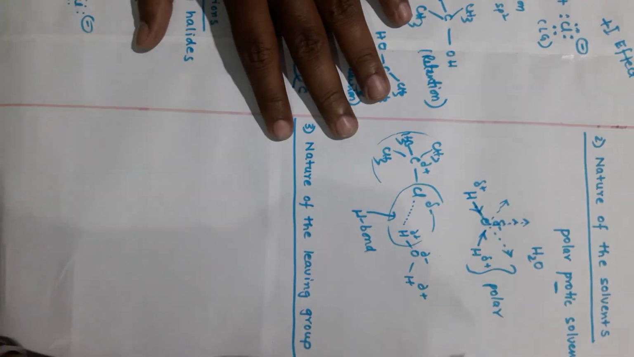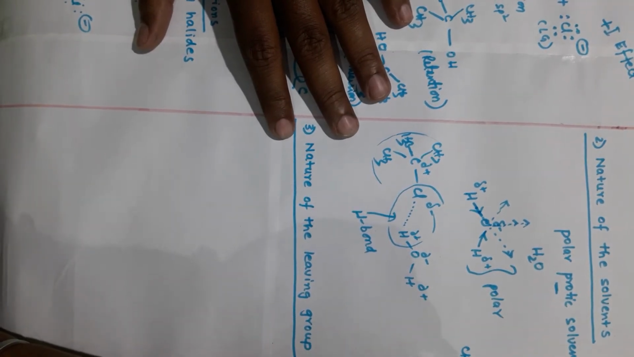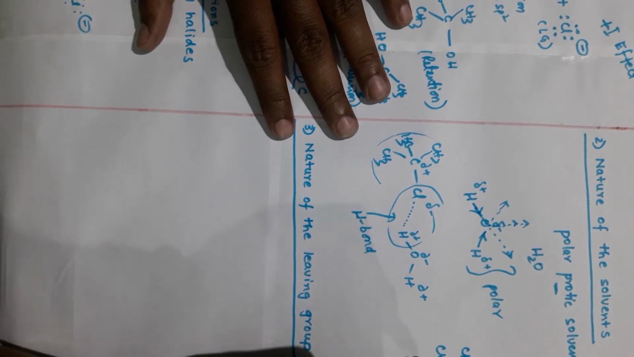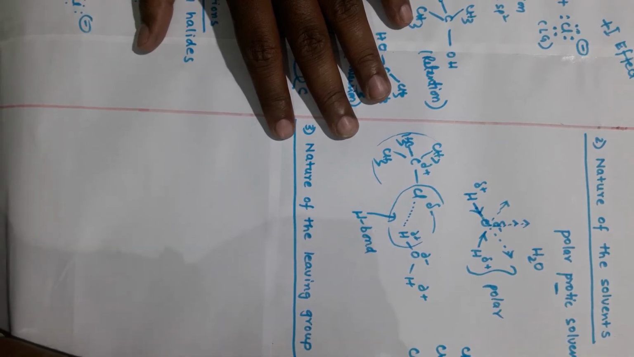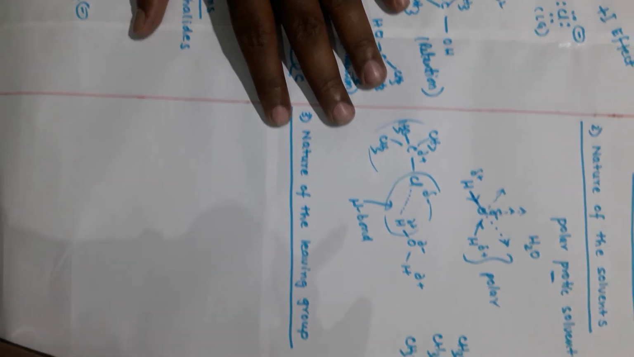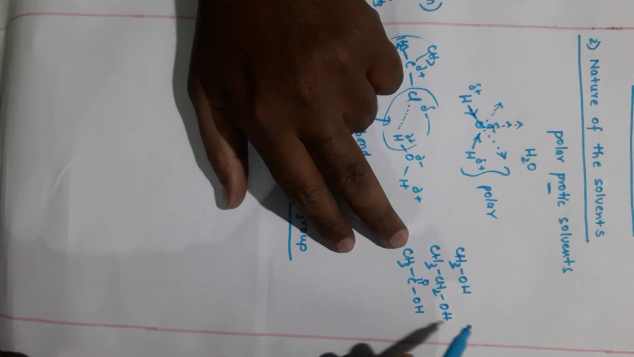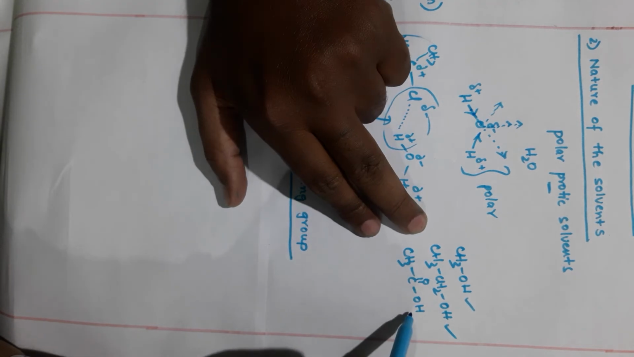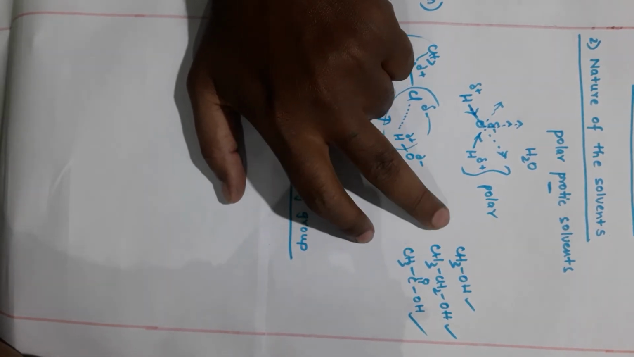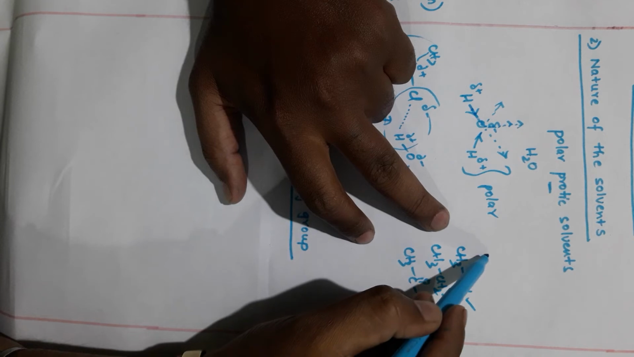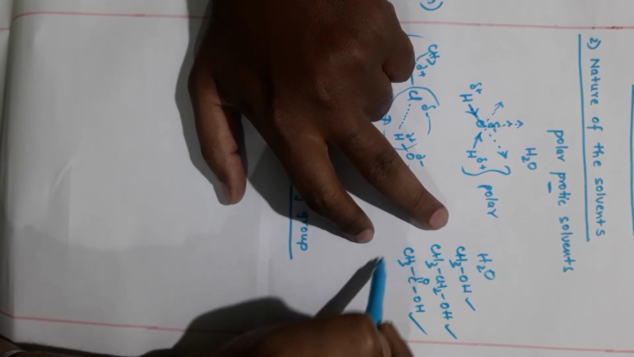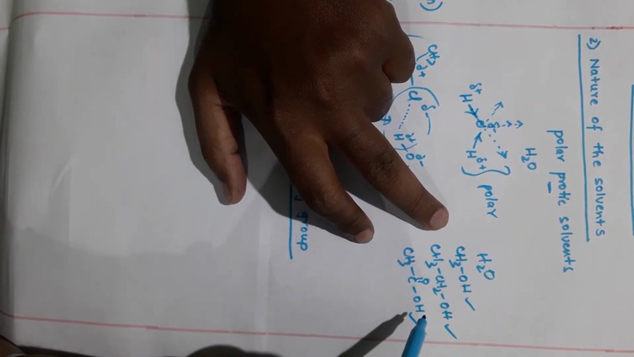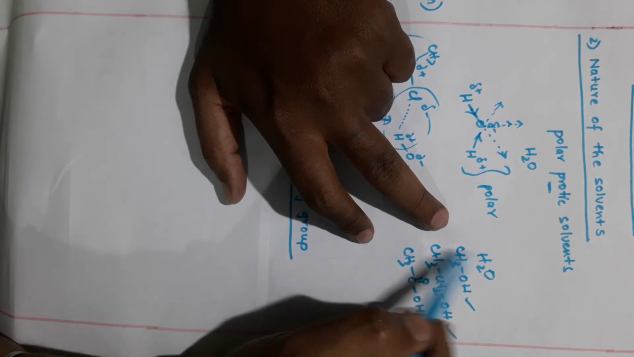So there are many examples, like CH3OH, methanol, ethanol, then you can take acetic acid. These are examples of polar protic solvents. One more question you can ask me: sir, which solvent will be better for Sn1 among these four?